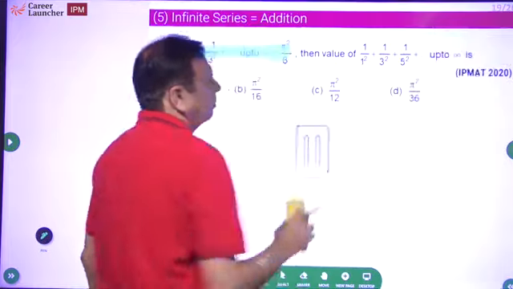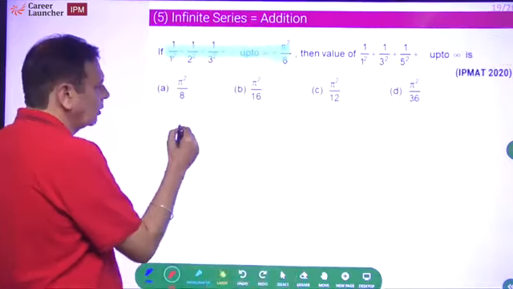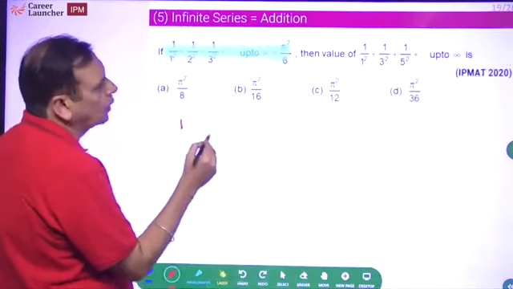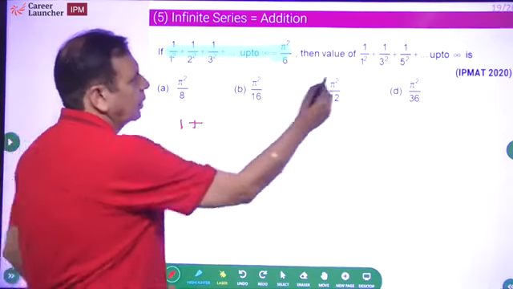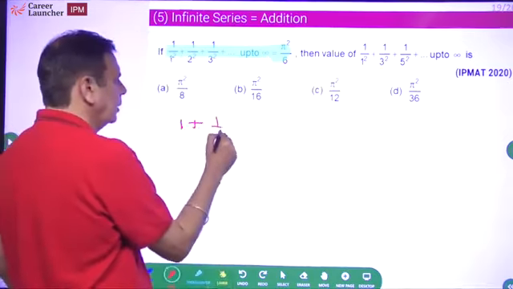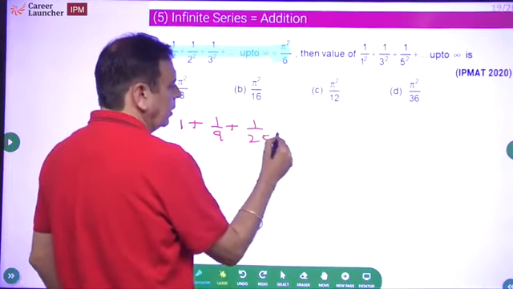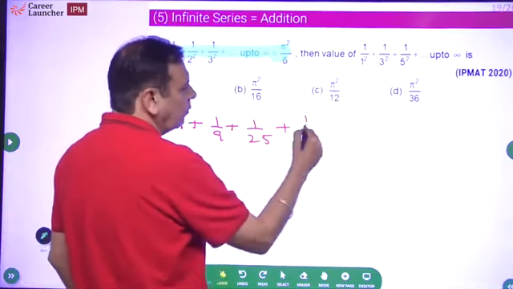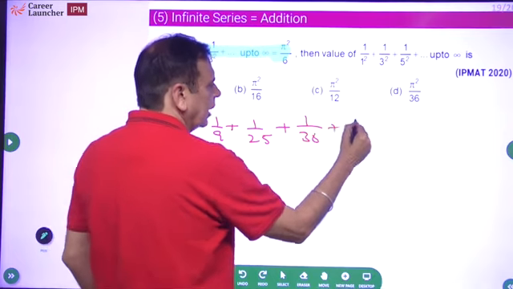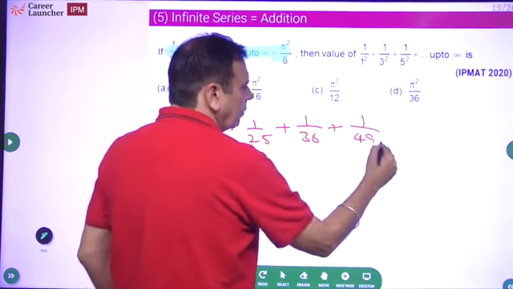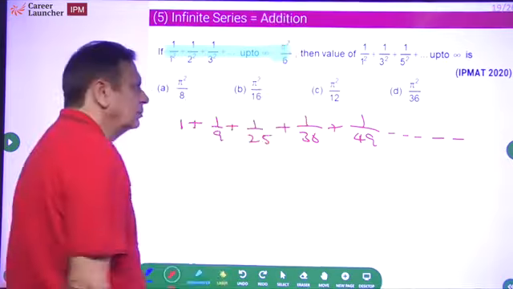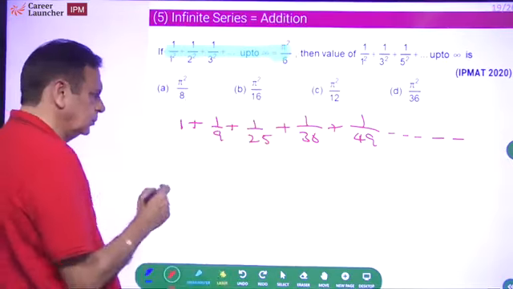Now, let us look at this expression. What do we get? 1 upon 1 square is 1. This is 1, this is 1 upon 9, this is 1 upon 25. Next will be 1 upon 6 square, 1 upon 36. Next will be 1 upon 7 square, 49. It will go on like this. Okay? Let's check.